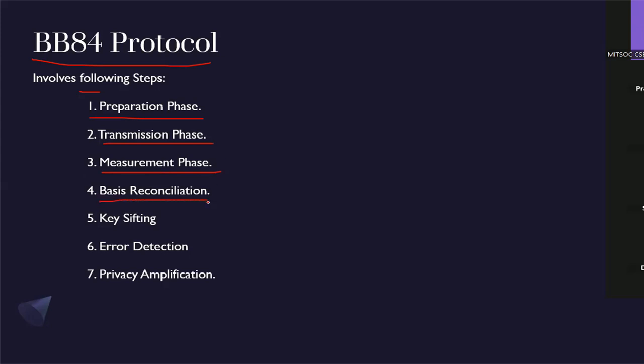Then, with the negotiation of the sender and receiver, the basis reconciliation happens. After this reconciliation, the key sifting is done. Later on, it does error detection or error correction, and also detects whether there is any eavesdropping or someone tampering with your information. After this detection, privacy amplification is done. So we'll see all these steps one by one. First one is the preparation phase.